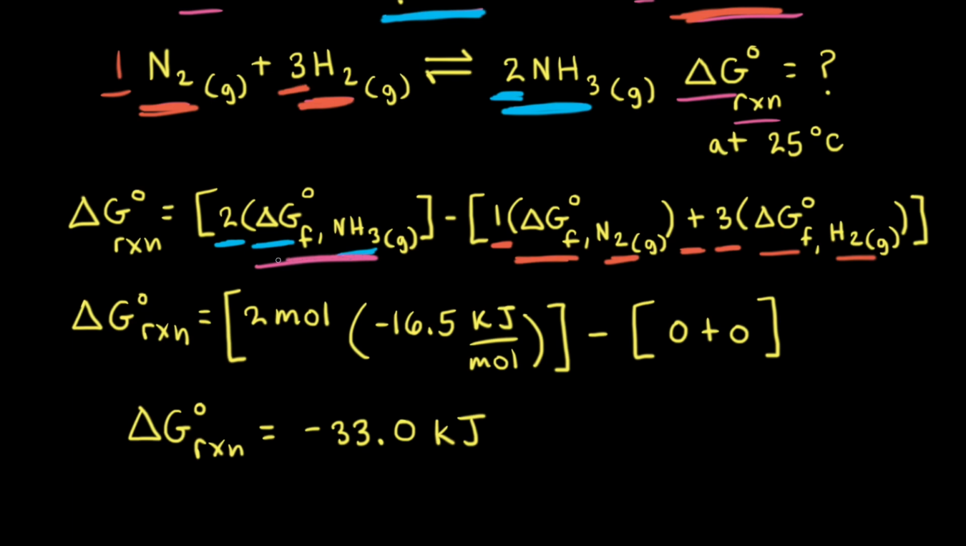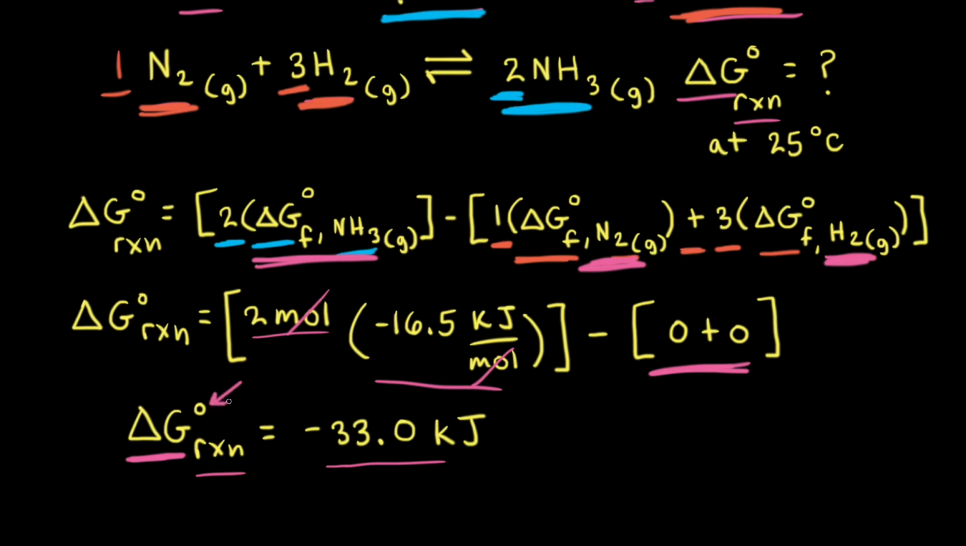So going back to ammonia, the standard change in free energy of formation is equal to negative 16.5 kilojoules per mole. Multiply that by 2 moles, and the moles will cancel out. For nitrogen and hydrogen, those are both elements in their standard states, and therefore their standard free energy of formations are equal to 0. So this is just 0 plus 0. So the standard change in free energy for this reaction is equal to negative 33.0 kilojoules at 25 degrees Celsius.